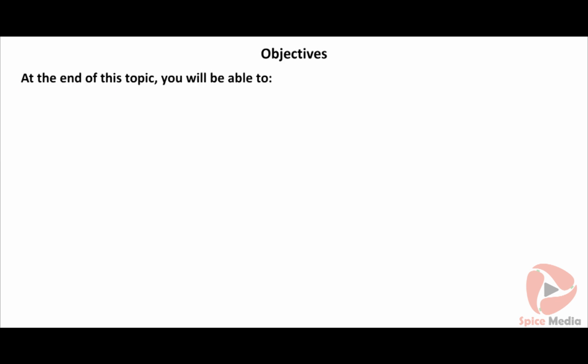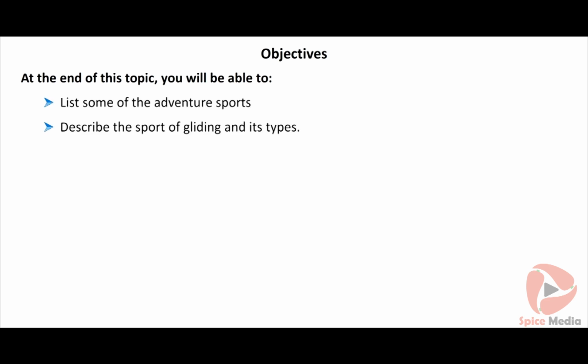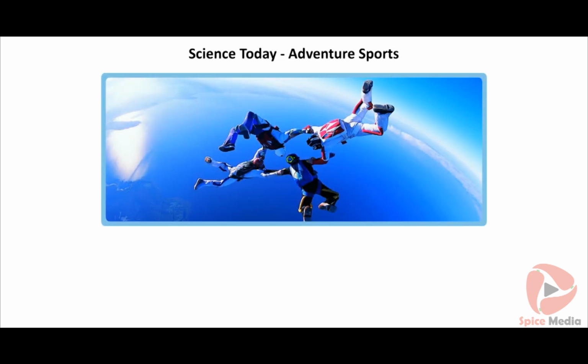At the end of this topic, you will be able to list some of the adventure sports, describe the sport of gliding and its types. Imagine flying like a hawk thousands of feet above the ground. The air is very cold and the view is tremendous. If you find the updrafts, it can keep you aloft and you can enjoy it for hours. This is the experience of gliding.